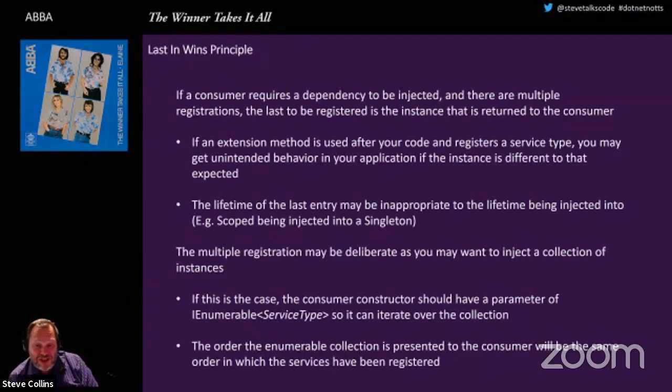As I say, multiple registrations may be deliberate because you want to inject a collection of instances into something. If you want to do that, if you just ask for the service type in your constructor parameter, then you'll just get the last in that one. However, if you ask for an IEnumerable of that service type, you get the whole collection, everything that got registered against that service type, and you can iterate over it. The order, however, of that enumerable will be the order that it was registered with the container.